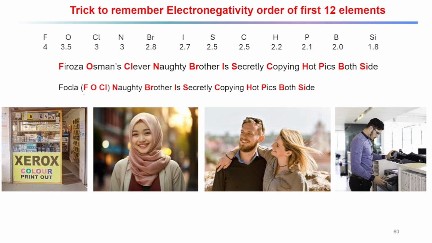Or if you know the meaning of Fokla, I remember it like this also: Fokla naughty brother is secretly copying hot pics both sides. In Bengali, Fokla means someone who doesn't have teeth. He has lost many teeth, that's why we call him Fokla. From Fokla, you can remember the first three atoms, fluorine, oxygen and chlorine. And then naughty brother is secretly copying hot pics both sides is the same as above.